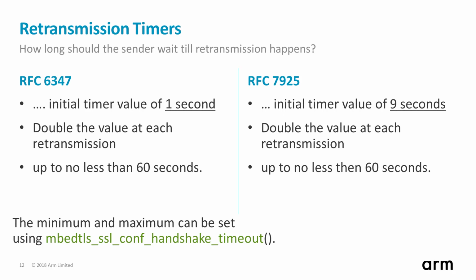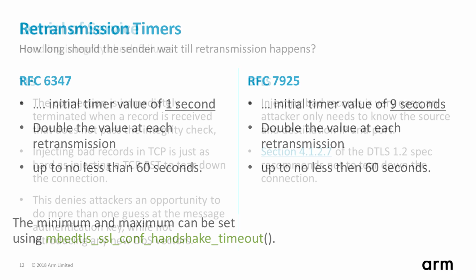Hence, in RFC 7925, the default timeout was set to 9 seconds. In all cases, an exponential backoff procedure is used, which means that the timeout is doubled with every transmission. The maximum value is 60 seconds. The most appropriate value for the retransmission timer requires insight into the deployment environment. Hence, there is room for optimization if you do not want to use the default values. Mbed TLS allows the timeout values to be configured using the mbedtls_ssl_conf_handshake_timeout function.